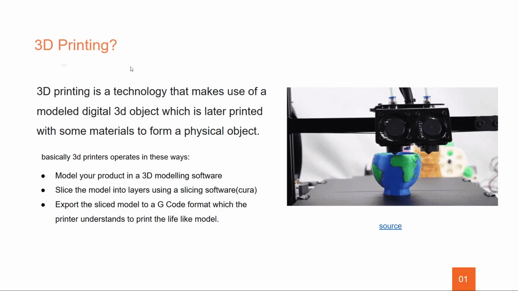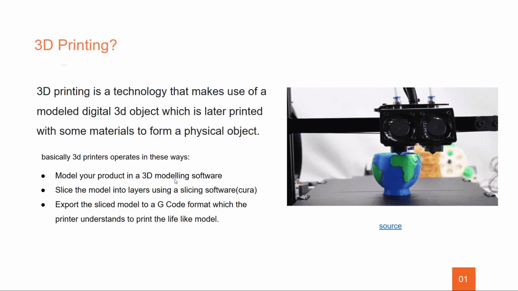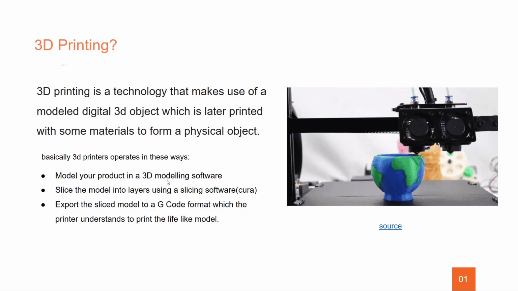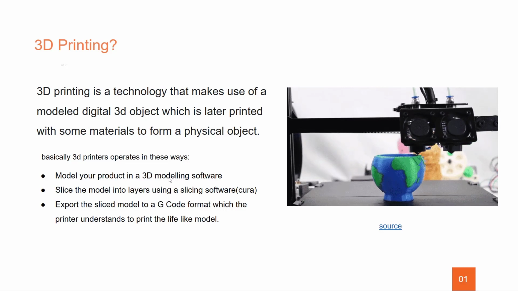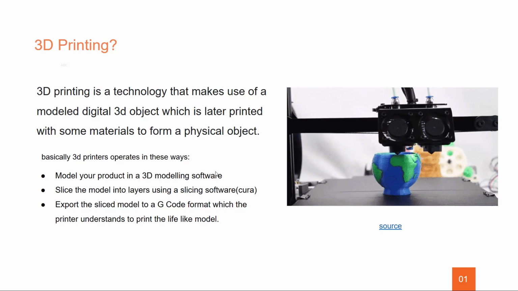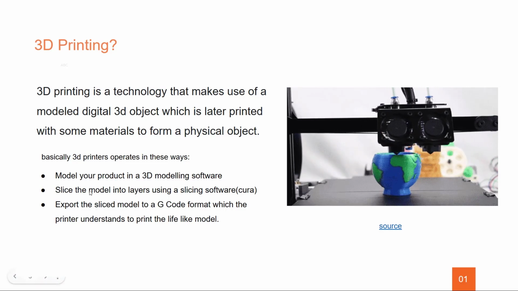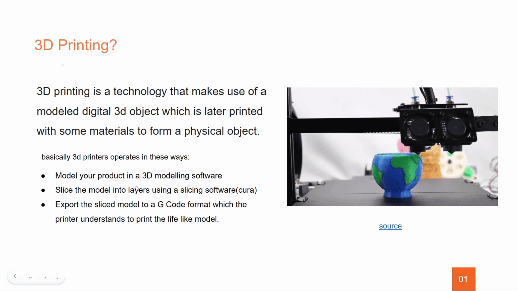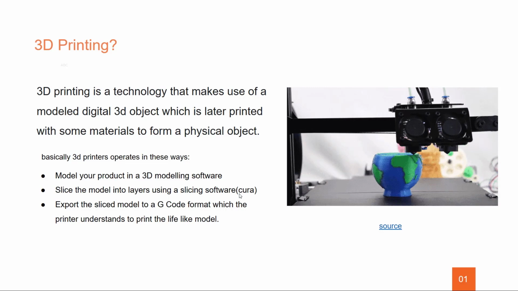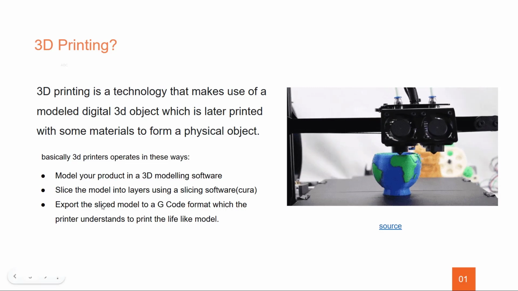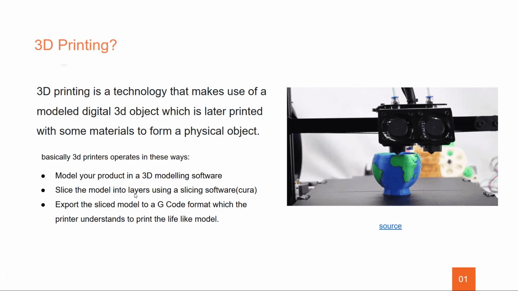So basically it works in these various steps, okay. First, someone models the object they have in mind. They design it in a particular software, like Tinkercad or Fusion 360, and then slice it. So after modeling, you put it into a software, for example Cura, and Cura slices it into a form that can be printed, like G code.